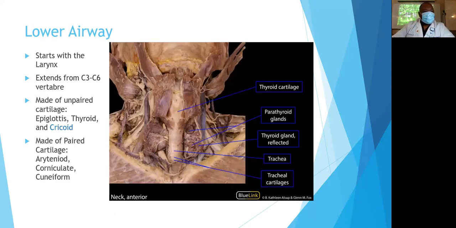The lower airway starts where? At the larynx. The lower airway starts at the larynx. You come from the upper airway, you go through a hole into the larynx. What is that hole called?